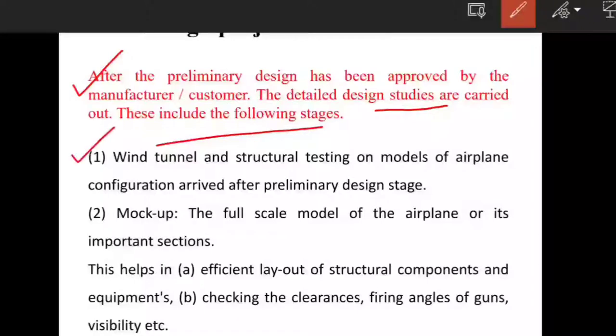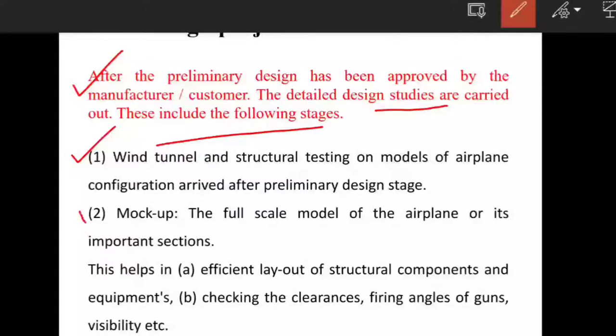So the first one, if you see, is the wind tunnel and structural testing on the models of the airplane configuration arrived at after the prim design stage. Everyone knows the requirement of wind tunnel testing and structural testing, in order to understand the aerodynamic analysis and structural analysis to set up our prim design stage.